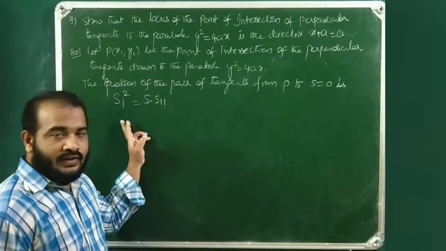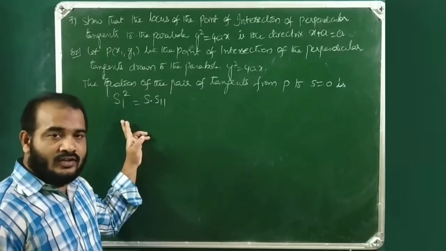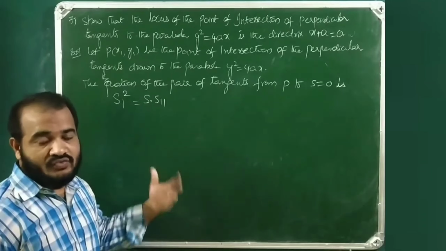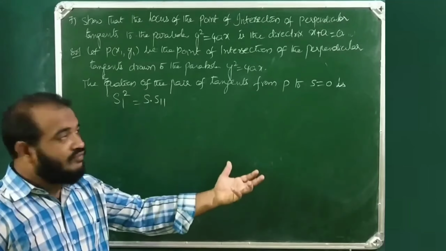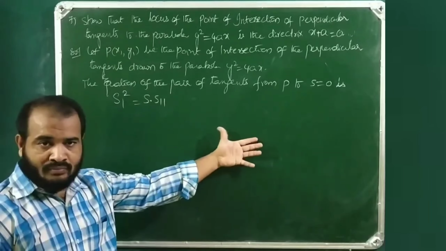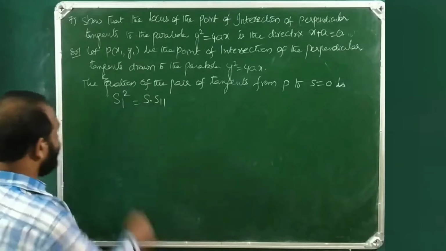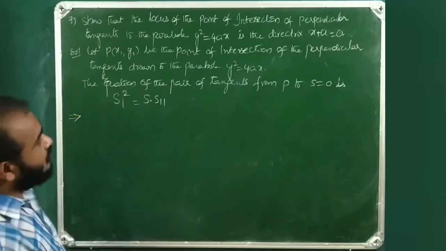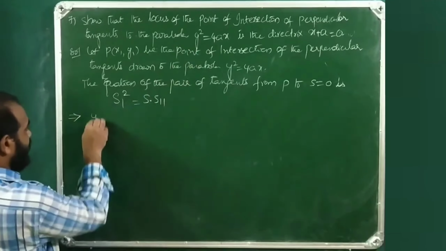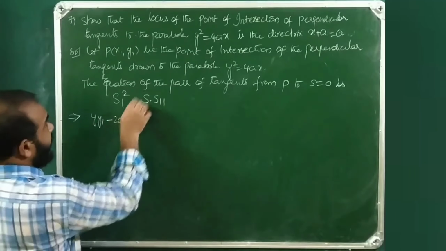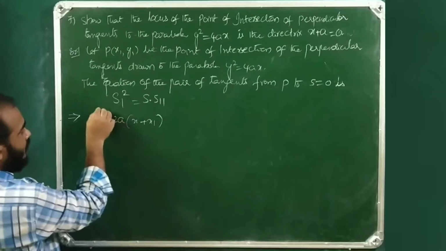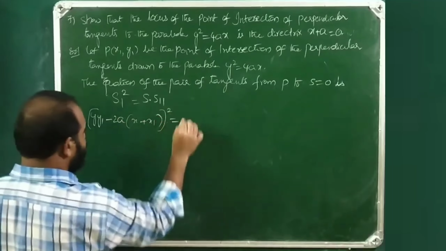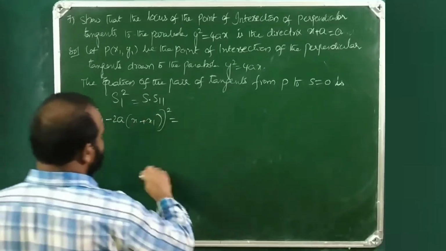So this also we have studied in the circles. The pair of tangents drawn from P x1 y1 to the circle S equals to 0 is also S1 square is equals to S into S11. Here also the same, but the notation will be different. So S1 square, what is S1 for this? y y1 minus 2a into x plus x1. This is S1 whole square is equals to S into S11.